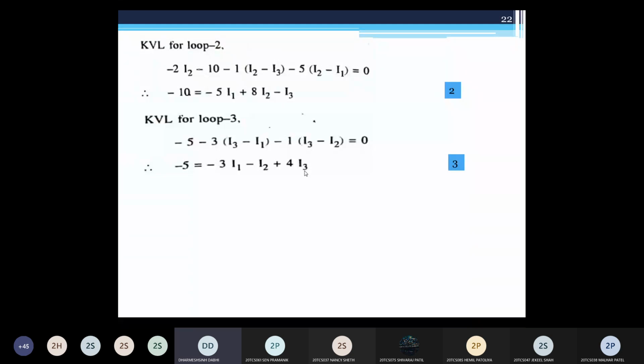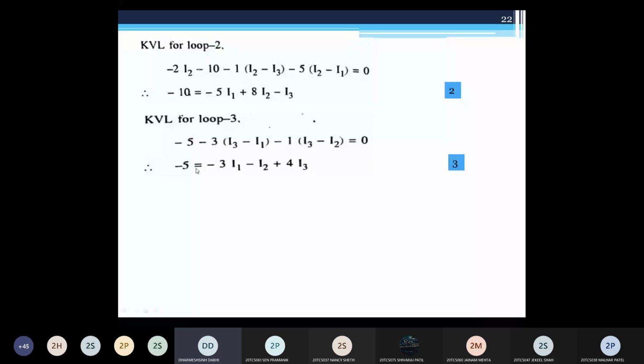Sir, in the second equation, can we take minus common and cancel it? Yes, that works. Here minus 10, so you can write positive 10. So 10 is equal to this right hand side, always all this sign becomes inverse. So 10 is equal to 5i1 minus 8i2 plus i3. Okay, you can write like this manner also.